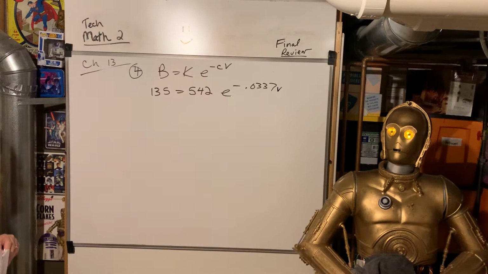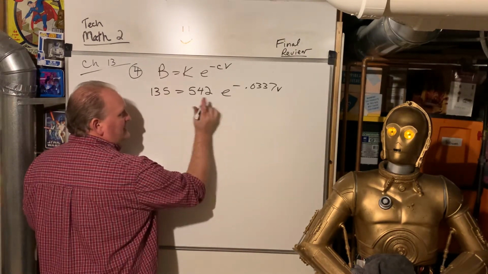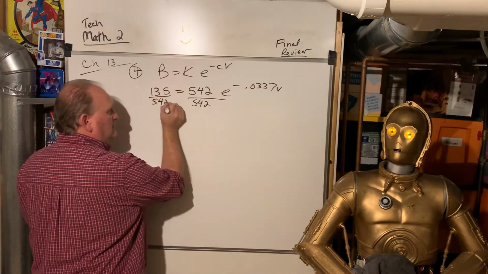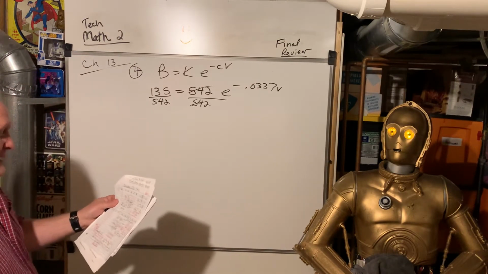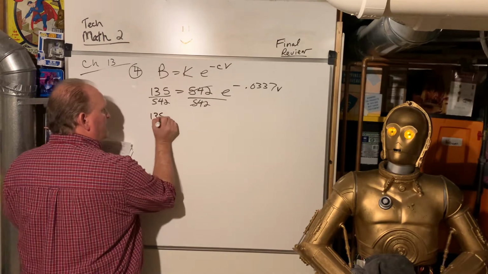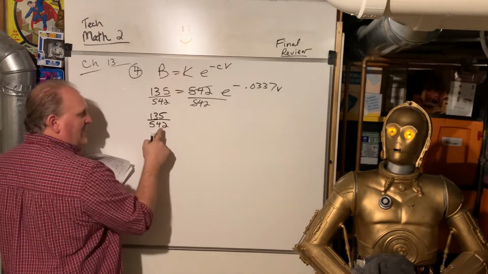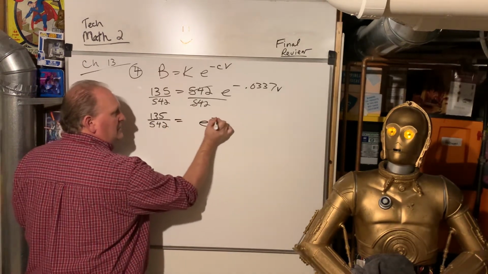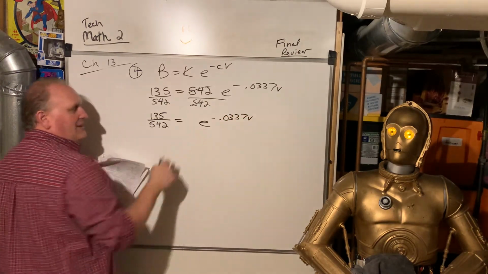So the first step of this is actually isolate e. You want to get e by itself, which means divide both sides by 542. All right? And so when you do that, that's kind of ugly. So I'm going to leave it so I don't have to write out that big long decimal every time. I'm going to just leave it like this for right now. 135 over 542 is equal to e to the negative 0.0337v. So now we have e all by itself.